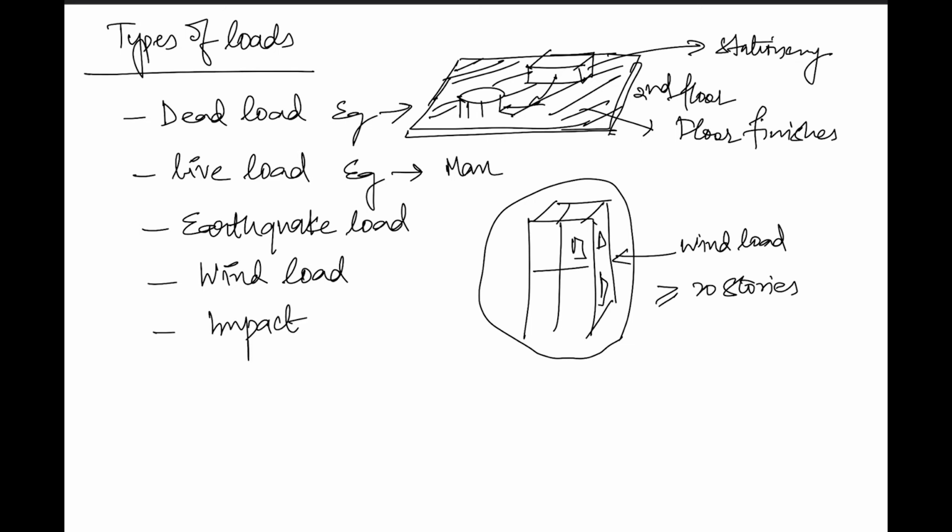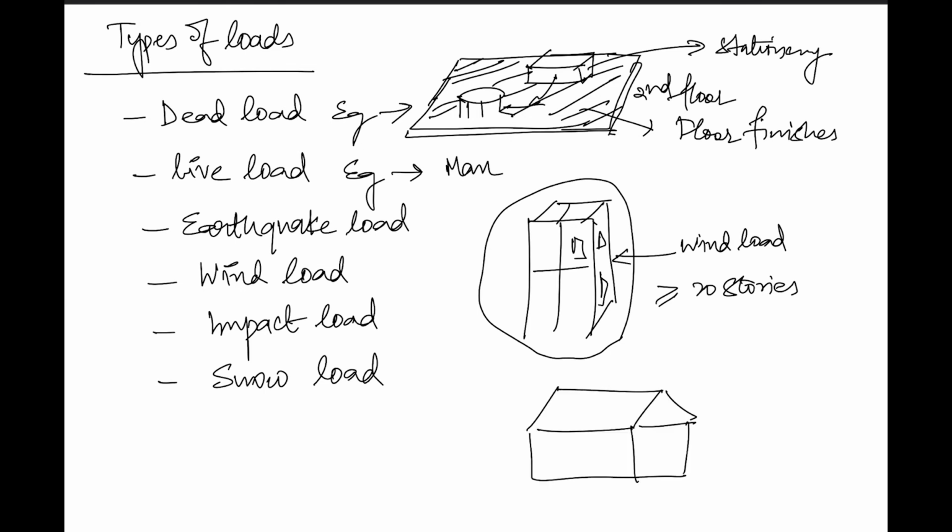Now we have impact load, which acts suddenly. In some places it is very cold and snow gets deposited on top of the roofs. Then you have a snow load. Imagine a gable roof house in the northern hemisphere of the earth. There's a snow load acting on the roof of the house. They're not limited to these, we have many other loads, etc. These are some of the loads which act on a structure.